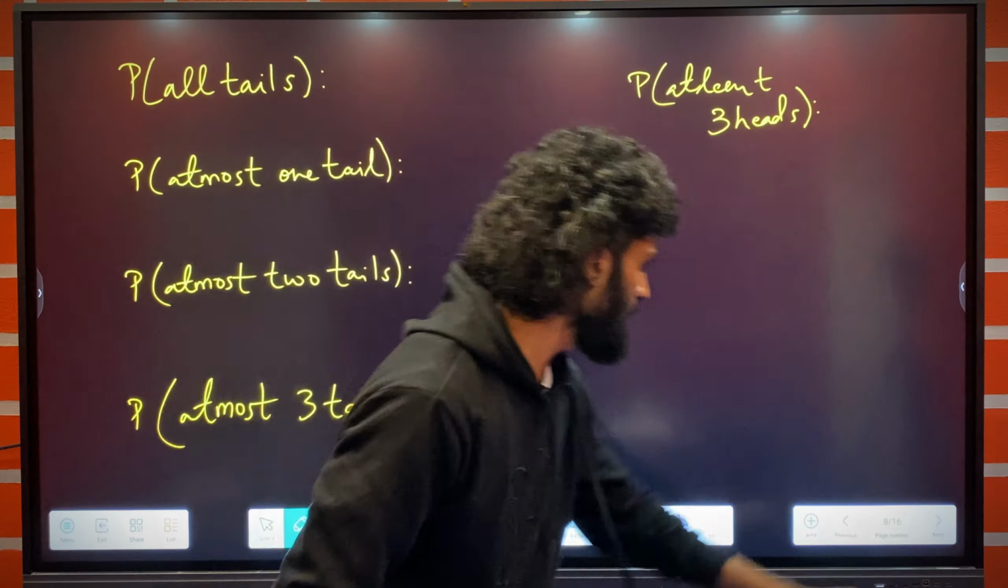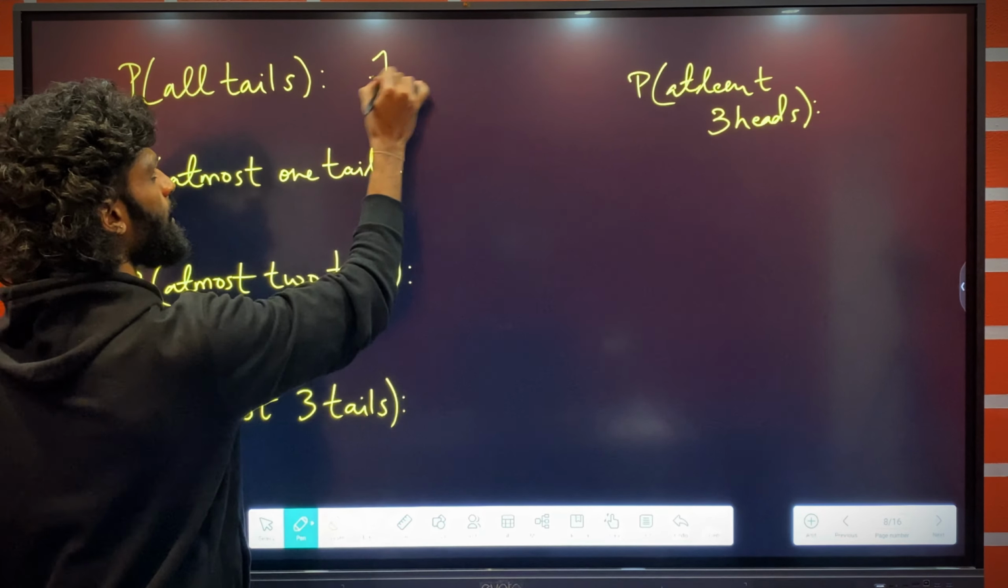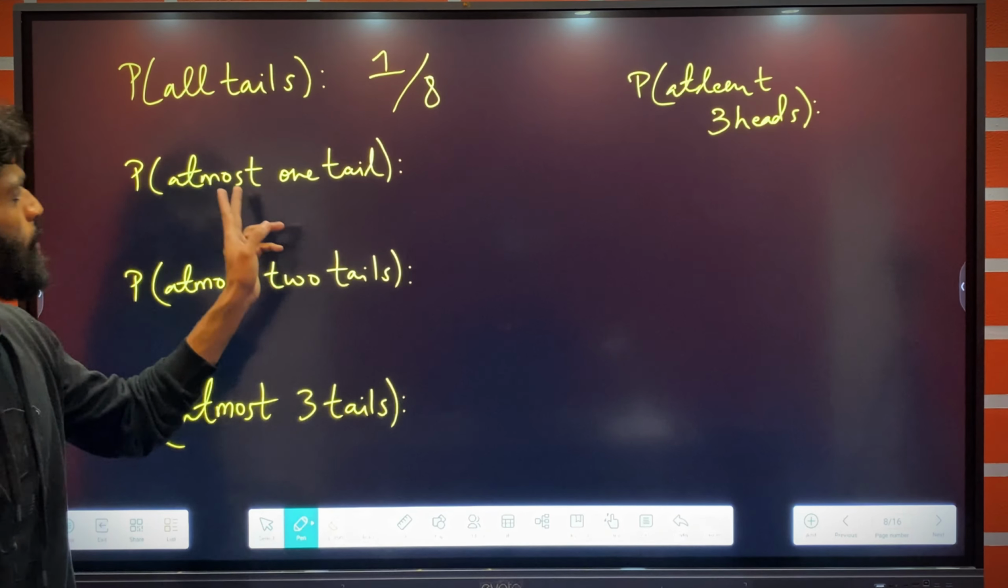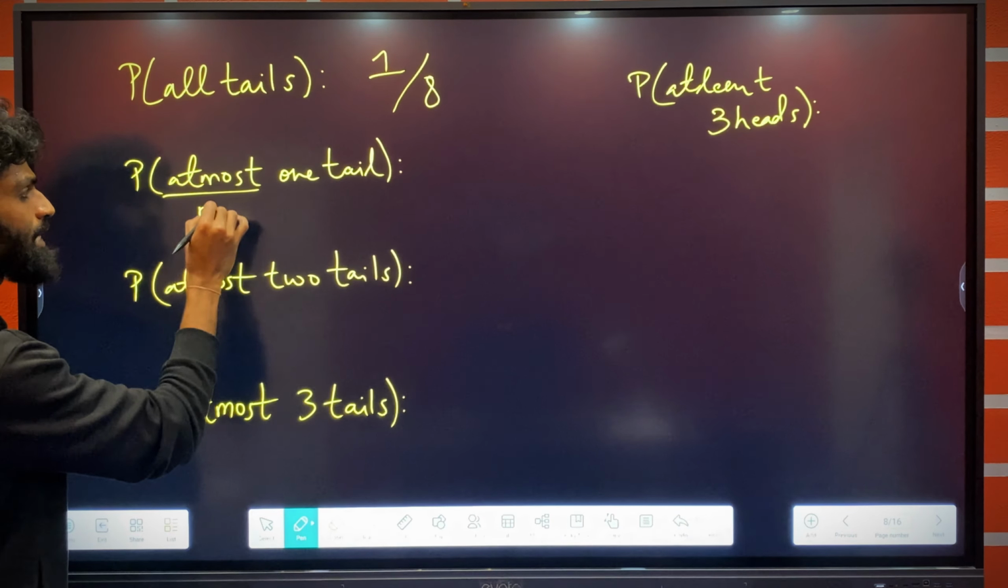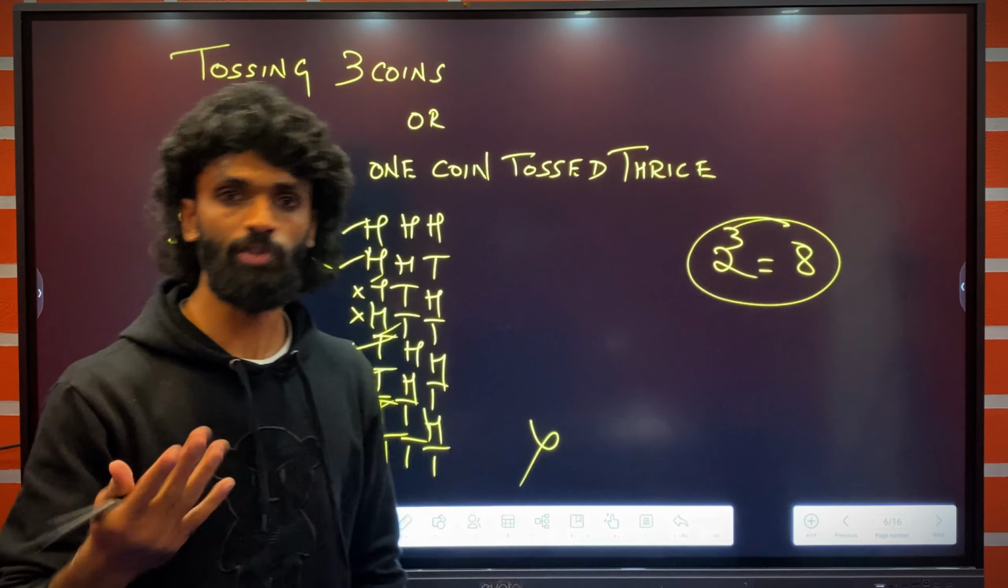That's a condition. Next, all tails. TTT. 1 entry out of 8. At most 1 tail. Again, at most is maximum 1 tail. Careful guys. Maximum is given. Minimum is not given. Fine.